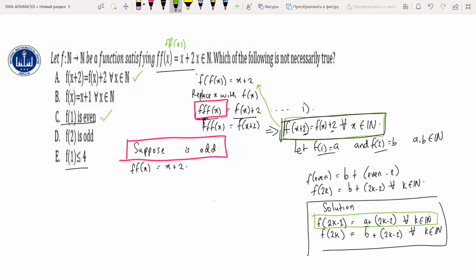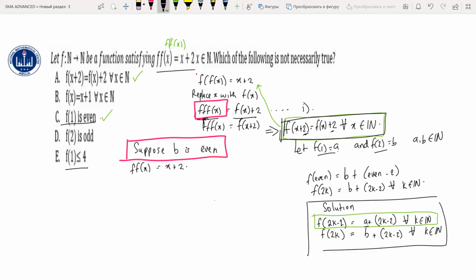Option D now asks us to say that f of 2 is odd. So we want to show otherwise. So suppose f of 2 is even. So f of 2 is what? B. So suppose B is even. You get the contradiction. It means that the option in the question is actually a necessary property. So it's not the answer to the question.